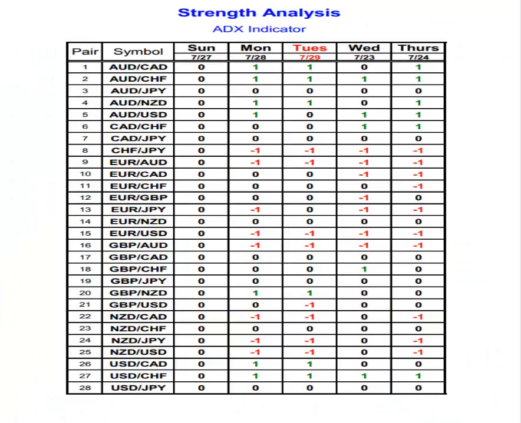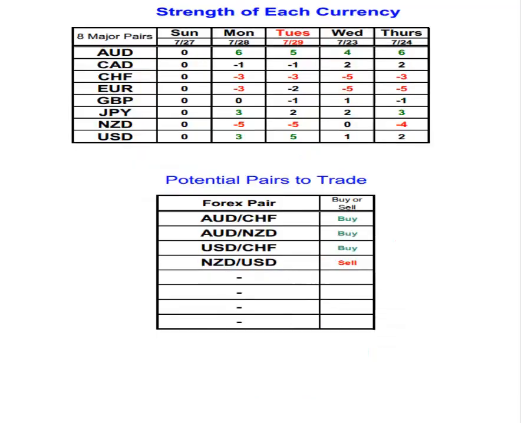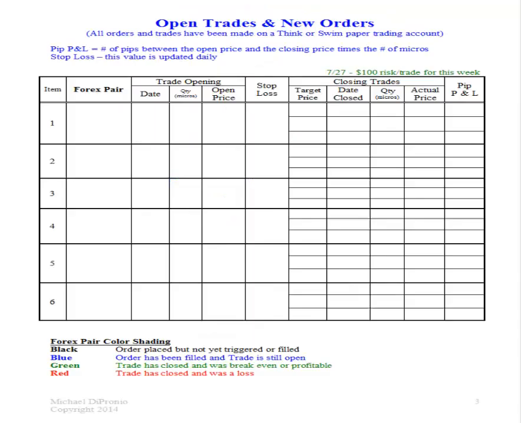Here's the ADX analysis chart for Tuesday, July 29th. Please compare this with the results of your analysis. From the ADX analysis and our strength calculator, we have the following currency strengths. There are 2 strong currencies and 2 weak currencies. The qualified pairs are the Aussie dollar Swiss franc, the Aussie New Zealand dollar, the US dollar Swiss franc, and the New Zealand US dollar.